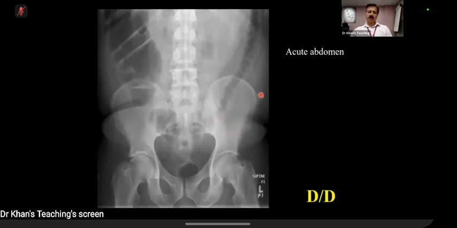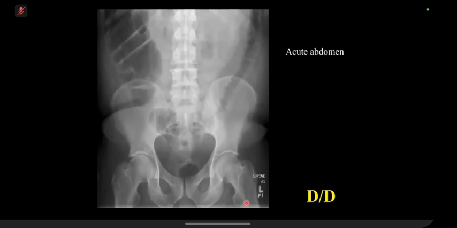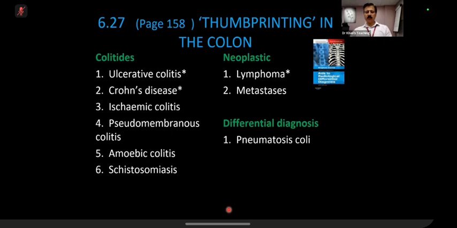What's happening here? I just want to hear a radiological sign. Is it called the string of pearls? No, if you see here, stretch of image, this one, this one, this one, this one. Thumbprinting, once again, it's thumbprinting. Now, interestingly, this differential was there in the previous editions. I just wanted to show it to you again so that you know that this word should be in your vocabulary.